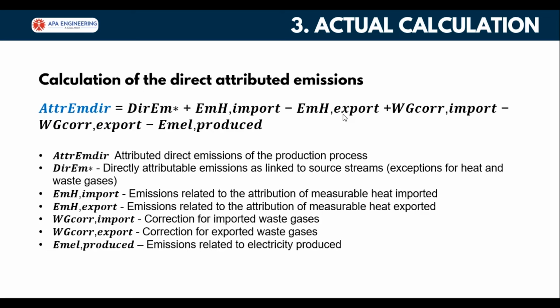So I'm moving over. And this is how we calculate the direct attributed emissions. When you're calculating any direct attributed emissions, it is going to be directly attributable emissions linked to source streams. This will exclude waste gases and heat. Then you will also have to add your emissions related to attribution of measurable heat imported, and you will also take the emissions related to attribution of measurable heat exported. So you have to subtract them, and you also have to include corrections. So what is the correction for waste gases that you are importing during the production process, and what is going out? That has to be subtracted, and also any emissions related to electricity that is being produced. This is just for your direct attributed emissions. This is the calculation.